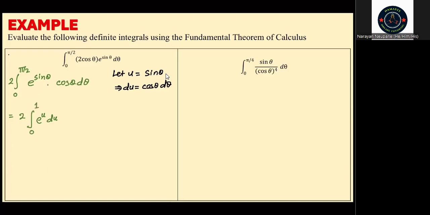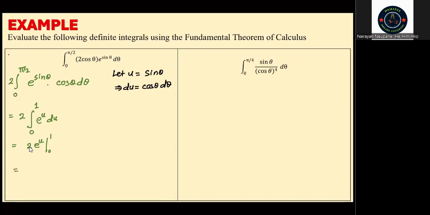Which is 1. So we can integrate this easily, which is equal to 2 times the integration of e to the u with respect to u, which is e to the u. We have to evaluate between 0 and 1 using the fundamental theorem of calculus. That is, you plug in the upper limit, subtract, and plug in the lower limit.